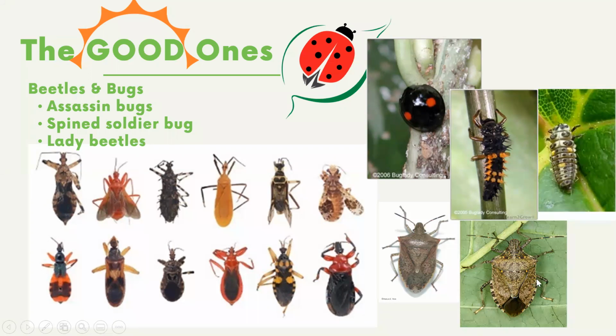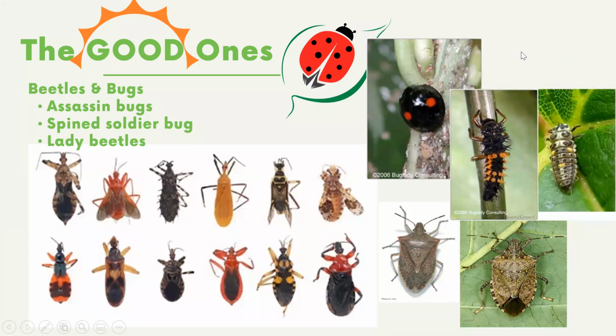I put him next to the brown marmorated stink bug because they look so similar, but if you'll notice, the brown marmorated stink bug doesn't have the spines on the shoulders, and the spined soldier bug doesn't have what's called the marmoration. So the white and brown coloring here on the edges is not there on the spined soldier bug. So that's a couple of good ways to tell them apart.